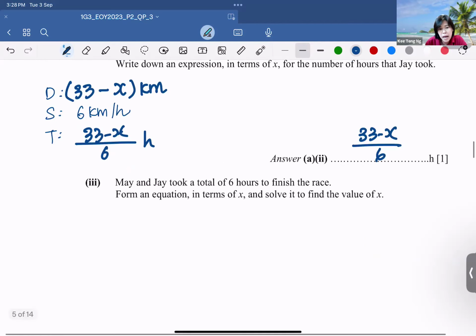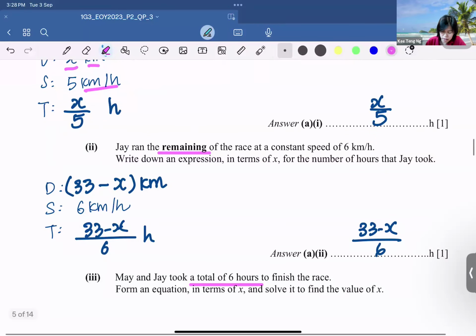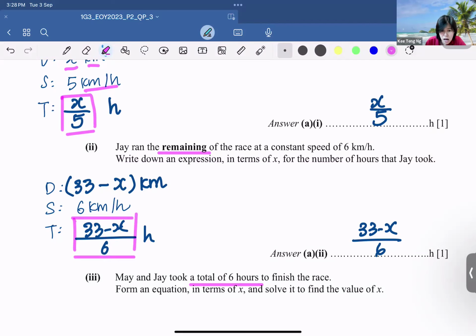Okay, next part. Me and Jay took a total. Michelle, I'm going to call you. Michelle, can you help me find an equation? They say the total is 6 hours. What plus what can give me 6 hours? Are you paying attention or not? What plus what? They say they took a total of 6 hours. What plus what gives me 6 hours? Give me the equation.